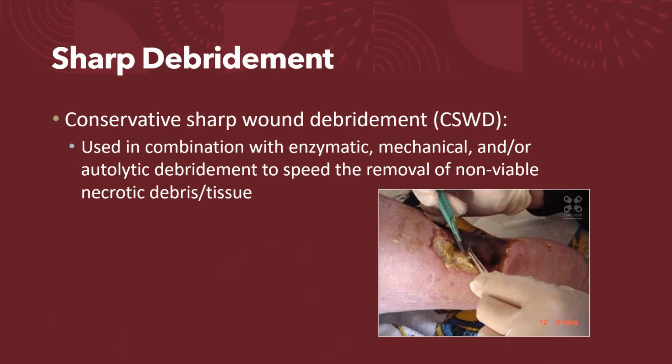So there is a term called conservative sharp debridement. It uses a combination of enzymatic, mechanical, and autolytic debridement to speed removal of non-viable necrotic tissue. So it's the combination of sharp plus enzymatic, mechanical, or autolytic debridement.